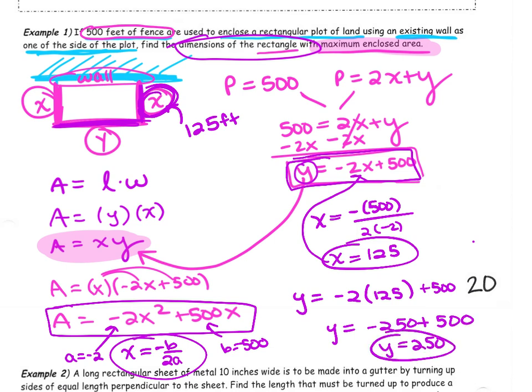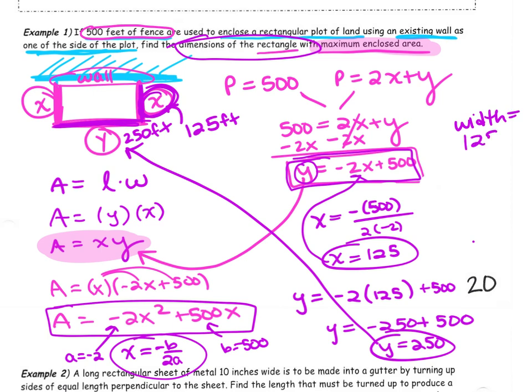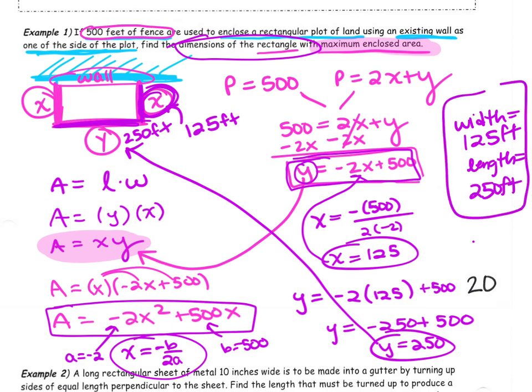So those are my dimensions, 125 feet and 250 feet. So our width, or length, it doesn't matter. Our width is 125 feet, and our length is 250 feet. So these are the dimensions for us to find the maximum enclosed area for this space right here. Okay.